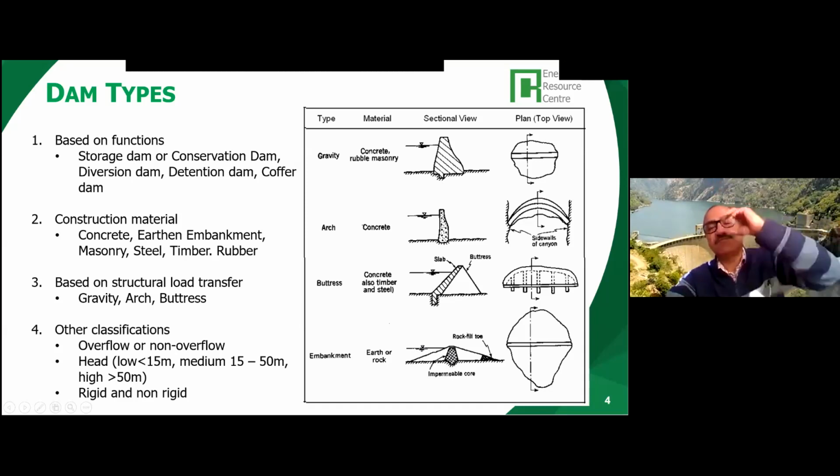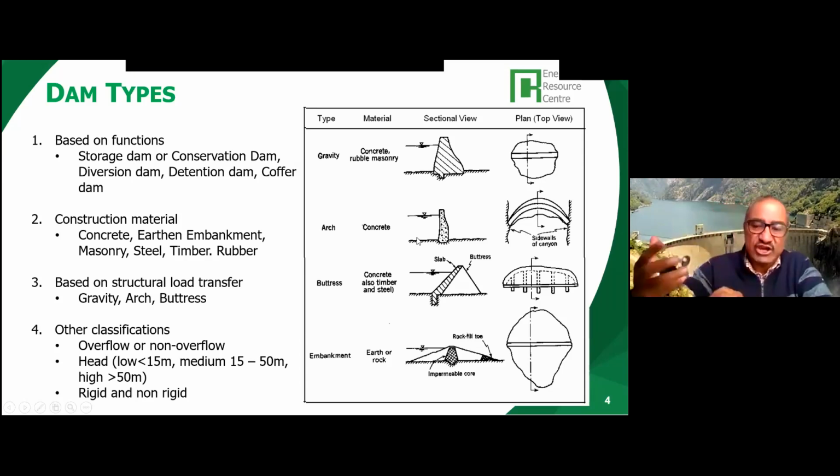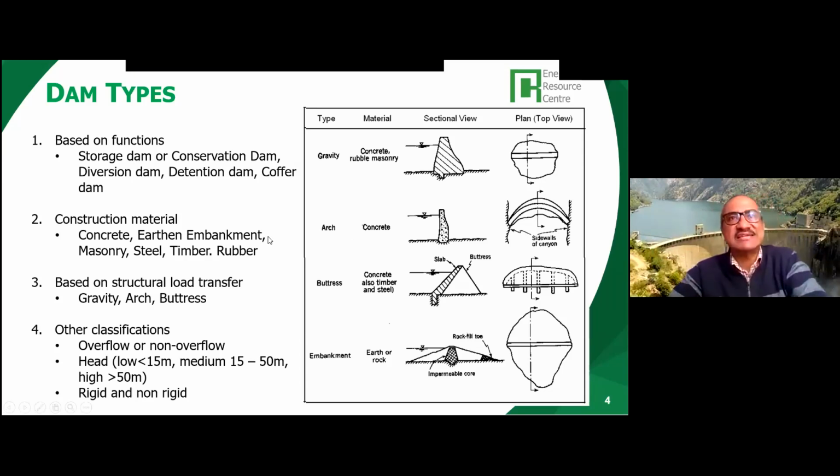The volume of material used in an embankment dam is of course higher than in a gravity concrete dam or masonry dam, because the cost of concrete is more than earthen and rock dams, but the volume is more. So these are the trade-offs that you have to consider when you plan or design a dam.